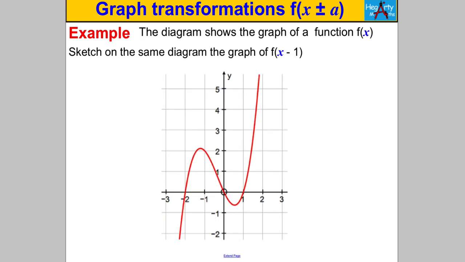Pause the video, have a go. Now we're given the graph of f of x. We're asked to draw the graph of f of x subtract 1. That's a translation in the x direction, and it's by positive 1, 0. So we're going to move the whole graph to the right by 1. This point would move here. This point would move here. This point would move here, this point here would move here, and that's a fairly decent outline.